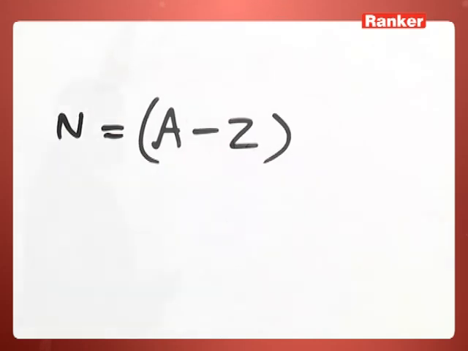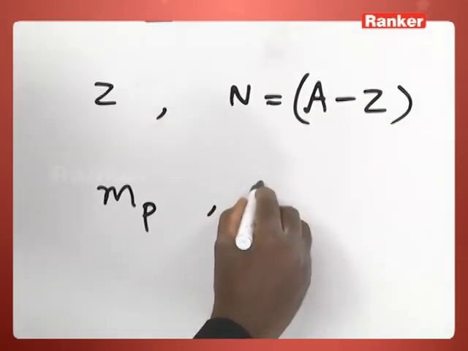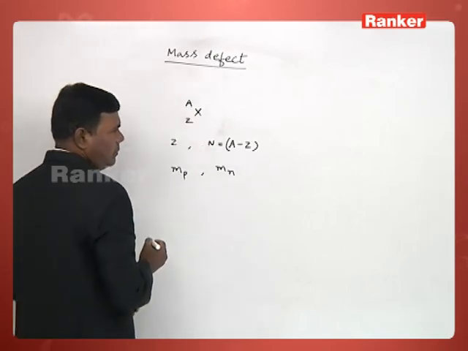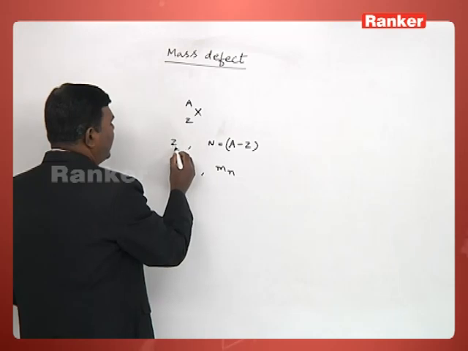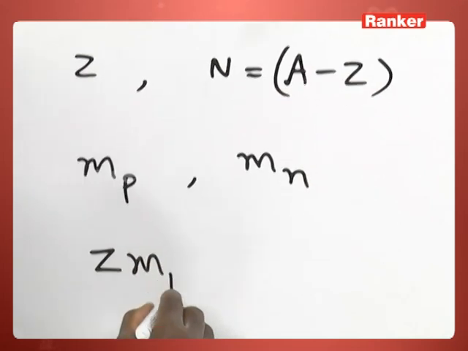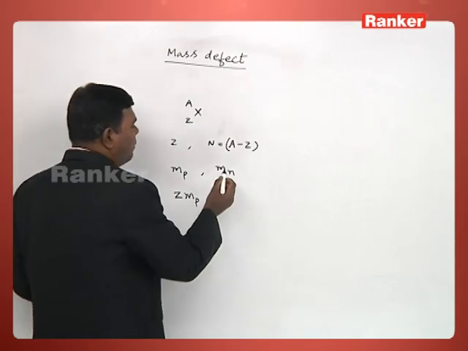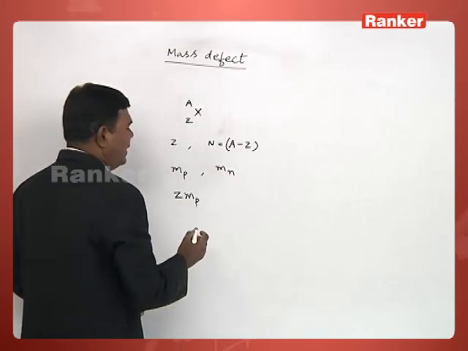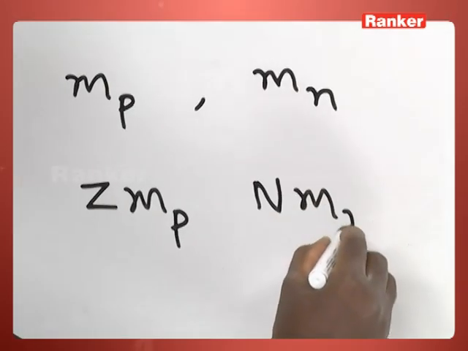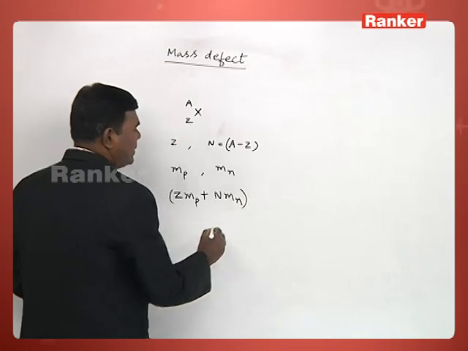Now, let us consider that the mass of each proton is mp and the mass of each neutron is mn. So, if you want to calculate the mass of the nucleus X, there are Z number of protons, each of mass mp, therefore the total mass of protons will be Z into mp. Next, there are n number of neutrons, each of mass mn. So, the total mass of all the neutrons will be n into mn. If I take the sum of these two, I will get the total mass of the entire nucleus.